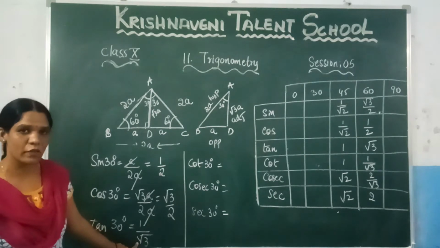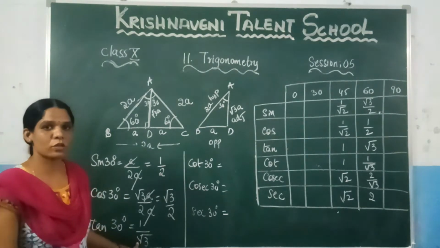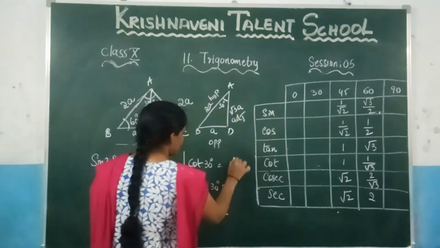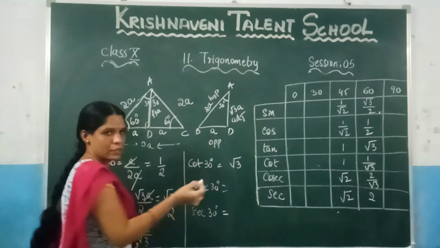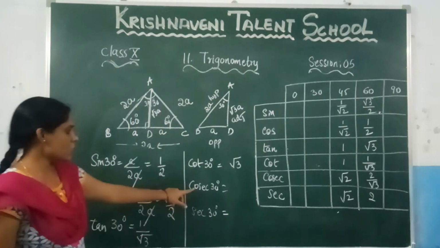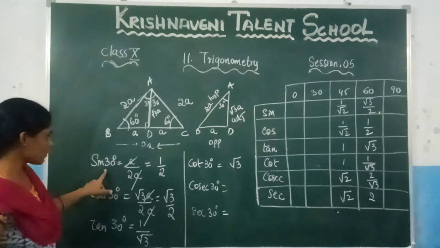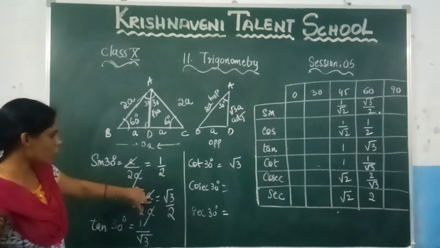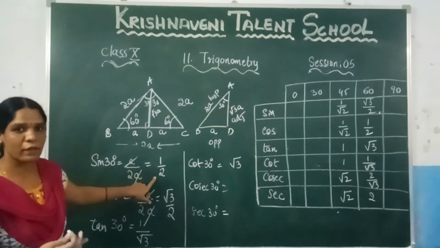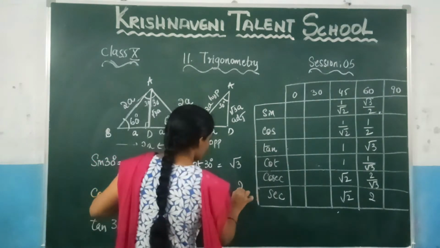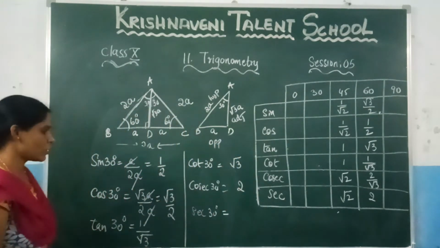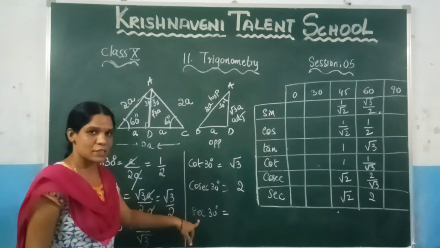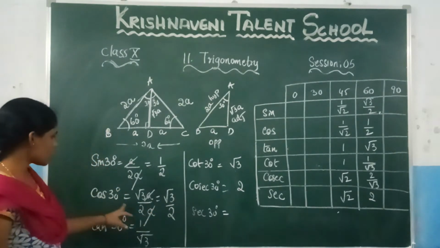What is the reciprocal of 1 by root 3? Which is nothing but root 3 by 1. So you will get it here root 3 by 1, which is nothing but root 3. Now what is the reciprocal of cosecant? Which is nothing but sine. So what is the reciprocal of 1 by 2? Which is nothing but 2 by 1. So you will get it here 2. 2 by 1 is nothing but 2. And what is the reciprocal of secant? Cos. So what is the cos value?